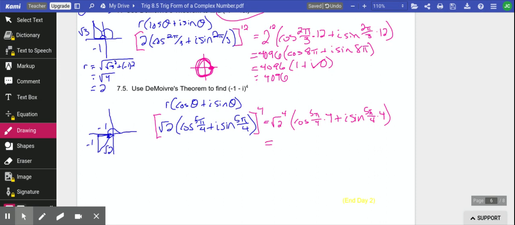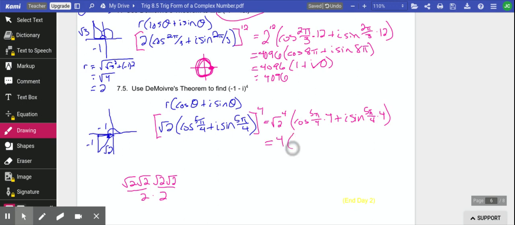Okay, we know that root 2 times root 2 is 2. So let me write that over here. Root 2, this is root 2 to the fourth here. So these two multiplied together is 2. These two multiplied together is 2. So this whole thing is going to be 4.